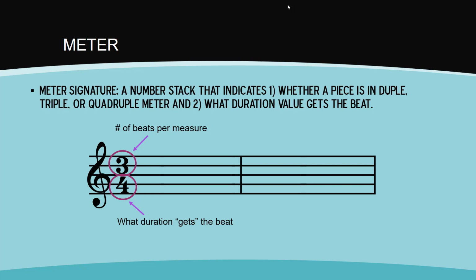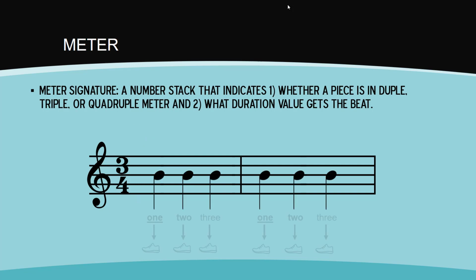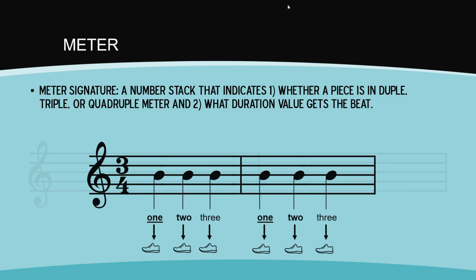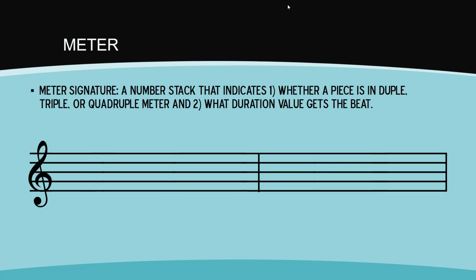Here's how we determine what note value that bottom number indicates. The bottom number relates to the divisions of the whole note that you learned in Module 3. When we divide the value of a whole note, 4 beats, by the bottom number indicated here, 4, we get 1 beat. The duration that gets 1 beat is the quarter note. The meter signature, 3/4, tells us that there are 3 beats in each measure and that the quarter note gets the beat.